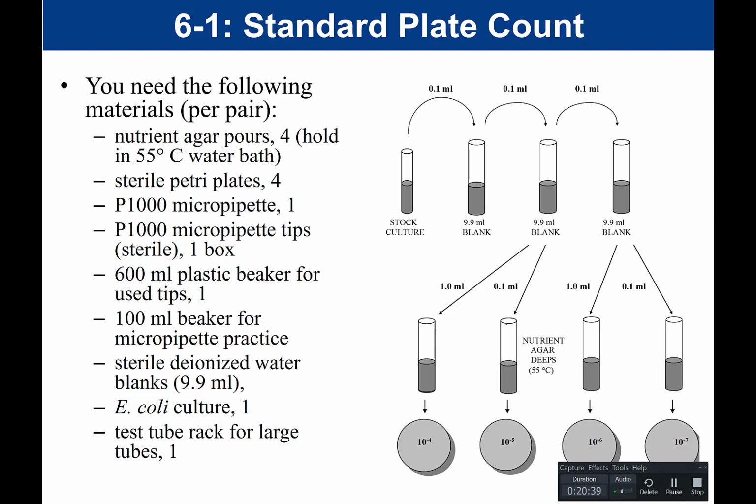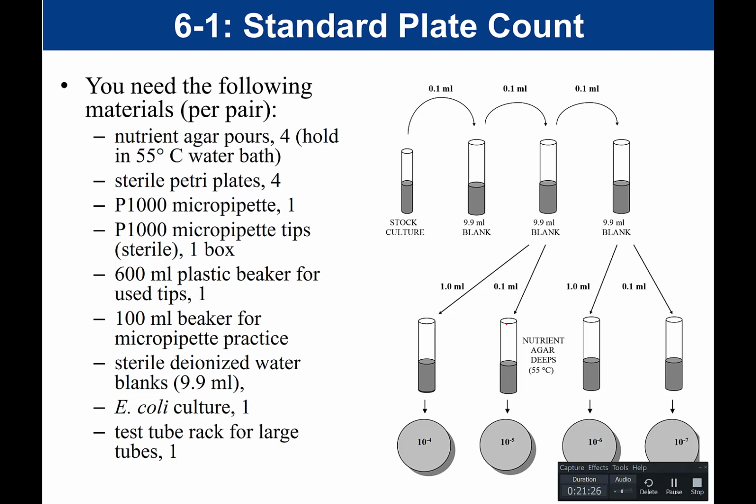So we get the rest of our experiment set up first, and once our serial dilutions are made and we're ready to actually pour our plates, then we would take our nutrient agar deeps out one at a time. We would need 4 sterile Petri plates, right? We need 4 sterile Petri plates. They don't have any agar in them yet because again, you're going to use nutrient agar deeps to pour into the plate. You would use a P1000 micropipettor. So you and your partner would have one P1000. You would have a P1000 micropipette tip box, meaning it contains the tips for the P1000.